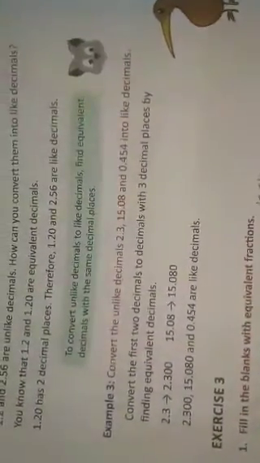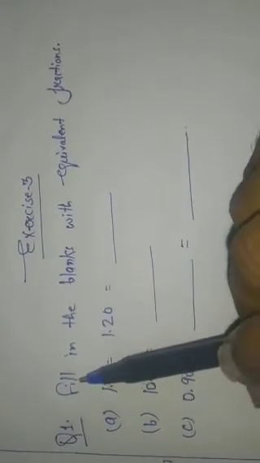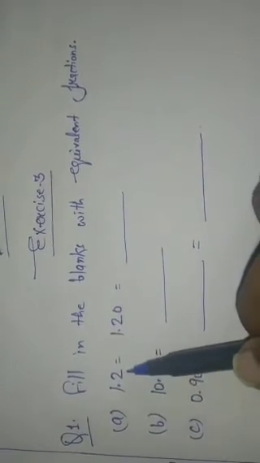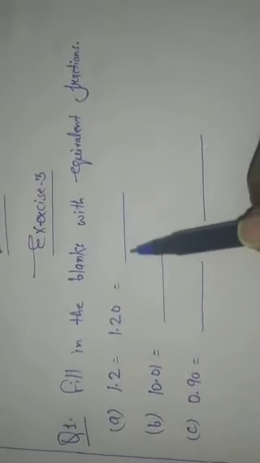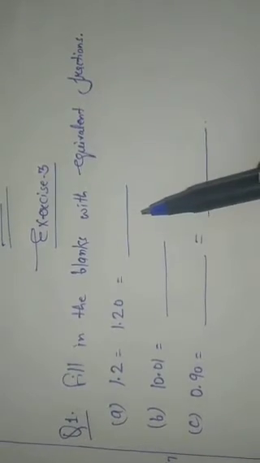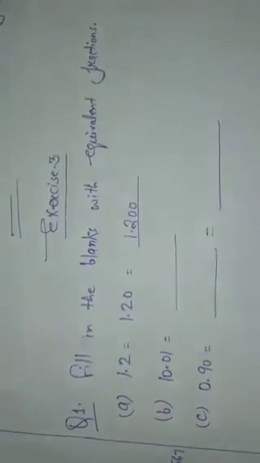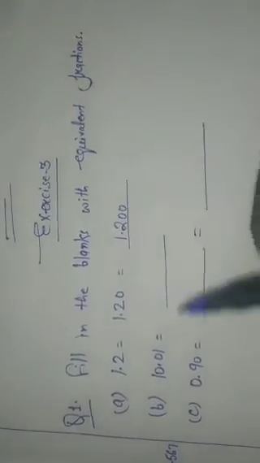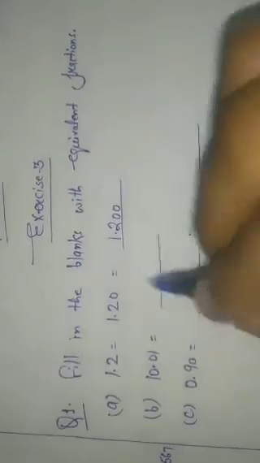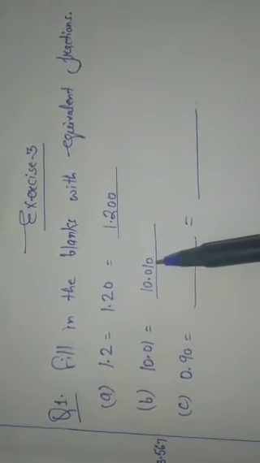Students, this is question number 1 of exercise 3. Fill in the blanks with equivalent decimals. Here 1.2 is equal to 1.20, then equal to a blank. I have told you equivalent means the value does not change, so you can put 1.200 here. That is also equivalent. Then part B: 10.01 is equal to, so you can also use a 0 here, 10.010, putting the 0 after the last digit.